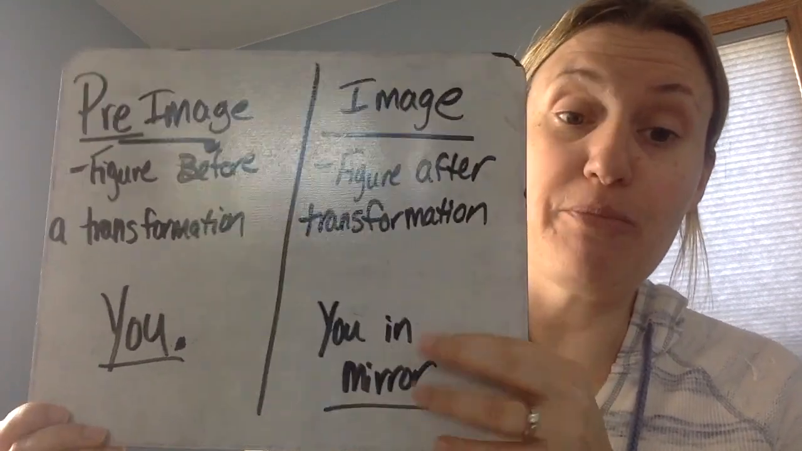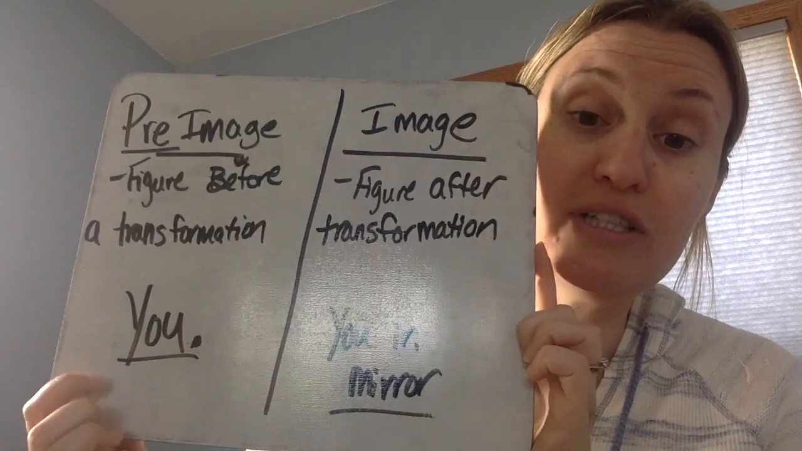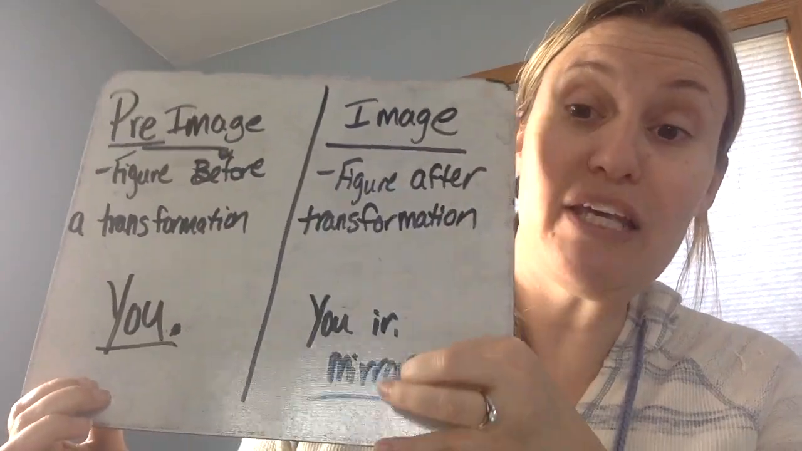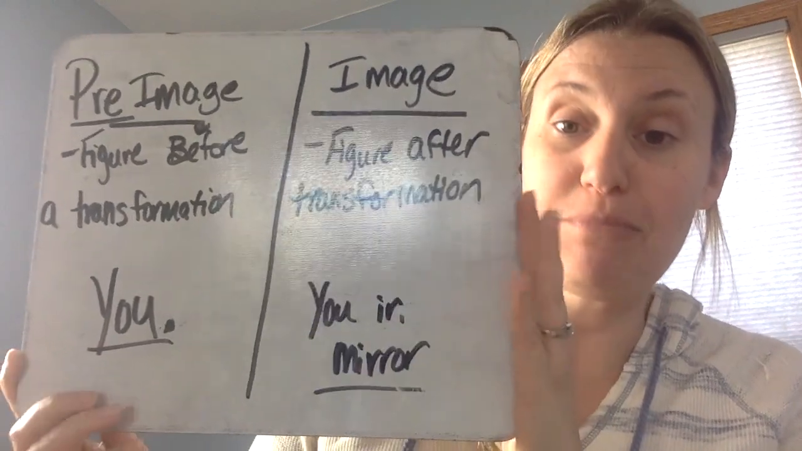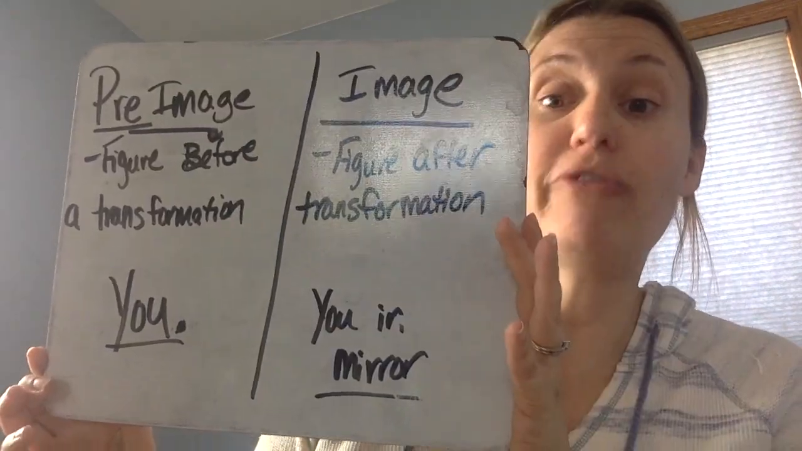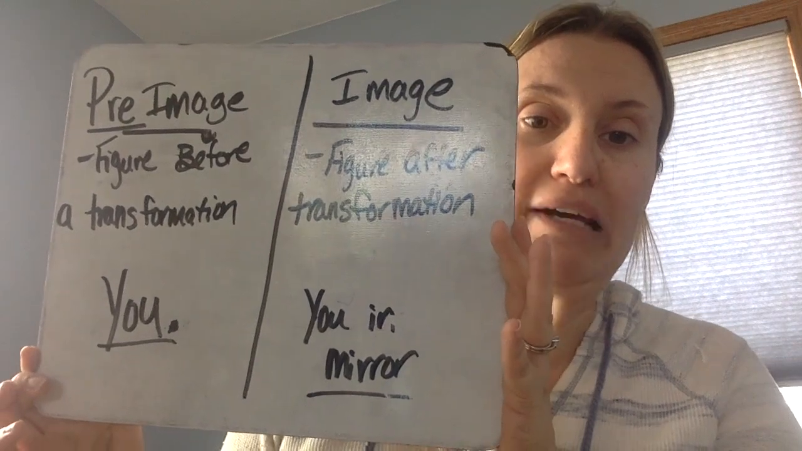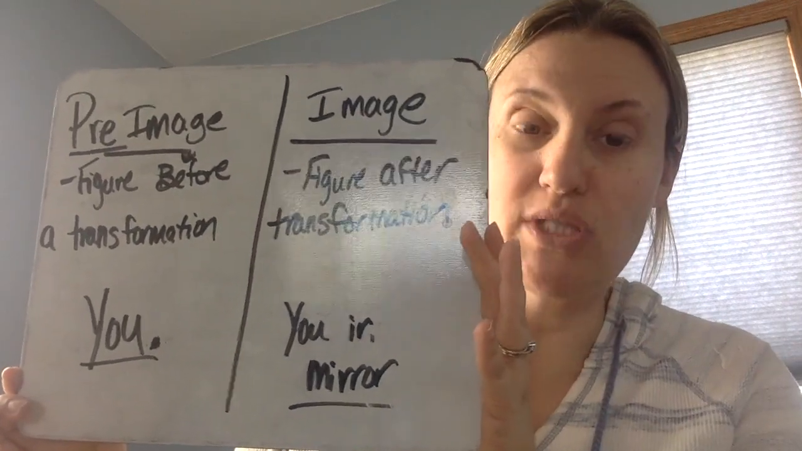So for example, a pre-image would be you, and the image would be your reflection. So you in the mirror, that's the image. So that is an example of pre-image and image. So my triangle before I translate it, my quadrilateral before I reflect it, those kinds of things. Okay?